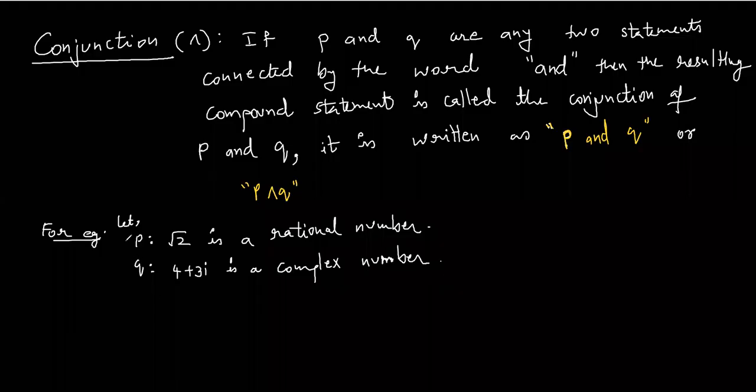Okay, students, let's have an example here on conjunction. I have two atomic statements. Root 2 is a rational number, and I represent this atomic statement by the small letter p. As I told you in the earlier slide, every atomic statement can be represented by small letters P, Q, R, S, T, like that. So P is root 2 is a rational number. Then I have another atomic statement: 4 plus 3i is a complex number.